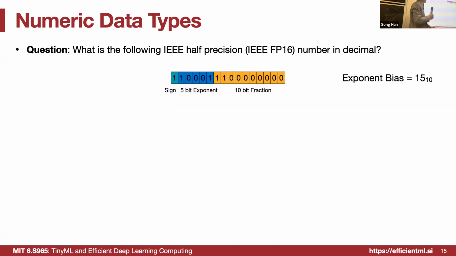So let's do some calculation. What is the following half precision number in decimal? 5 exponent bits, and then 10 fraction bits. This is the half precision, which is quite widely used in today's deep learning accelerators for training, with almost no loss of accuracy, about 2x speedup, and saving GPU memory by half. It's very widely used. Let's take 2 minutes for you to calculate what this number represents in decimal.